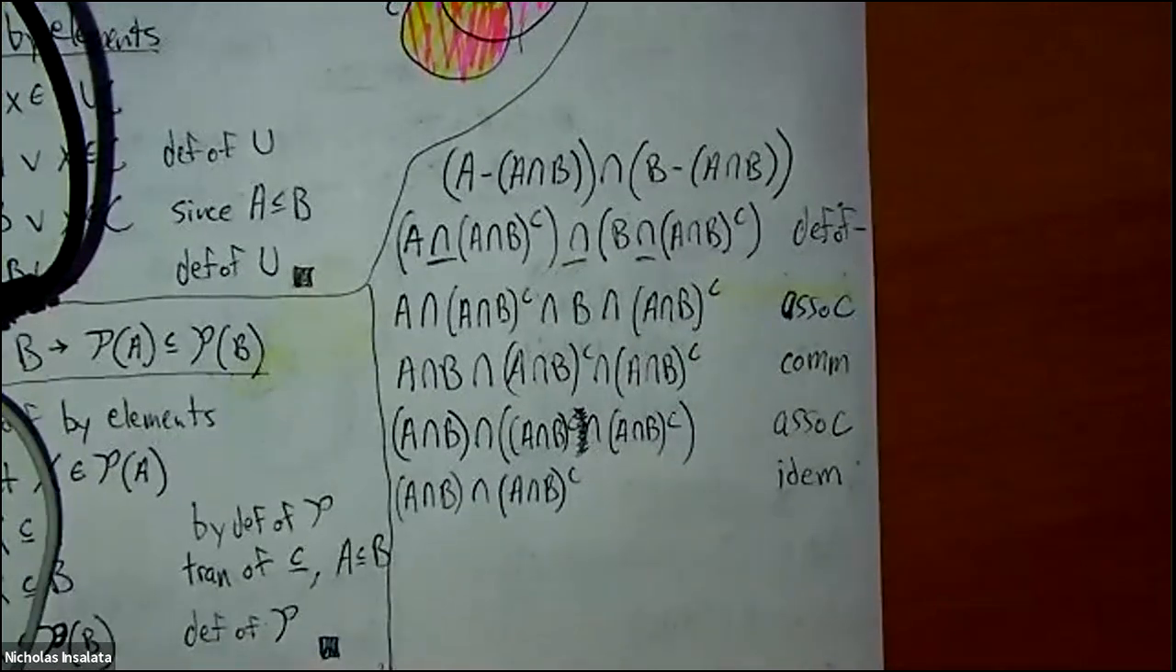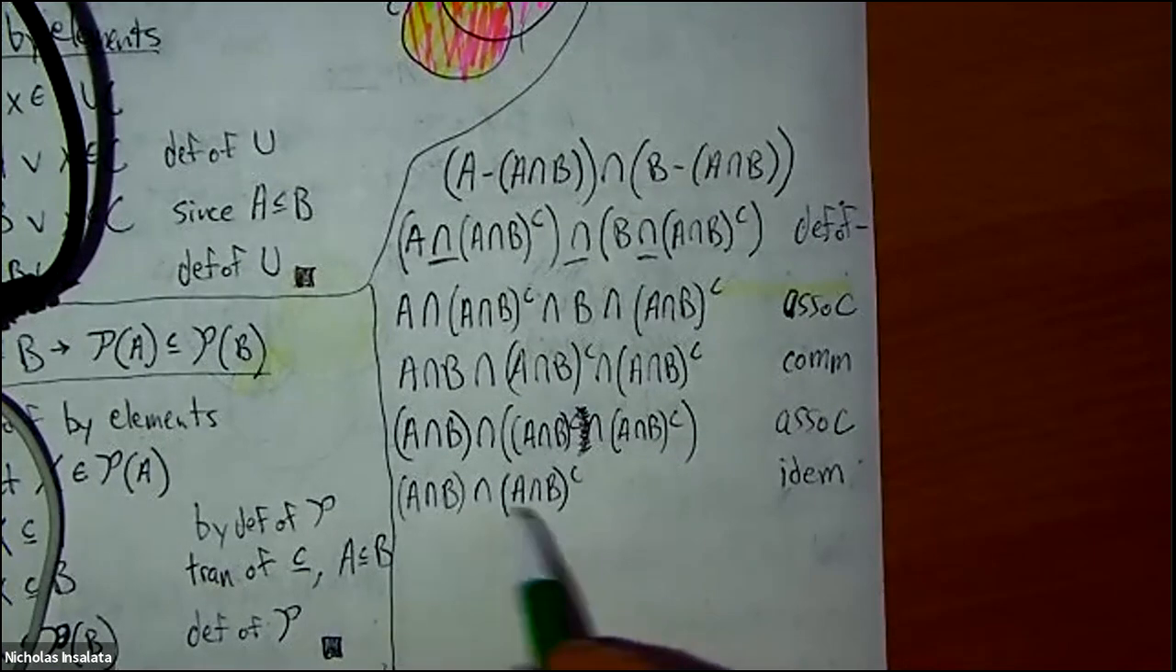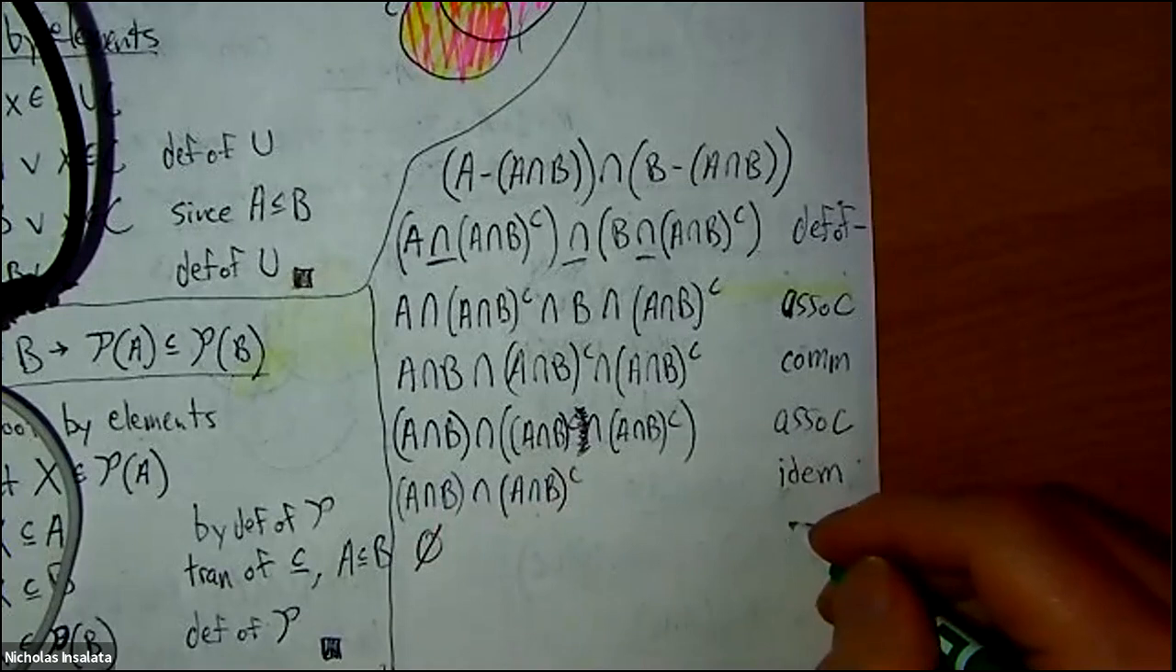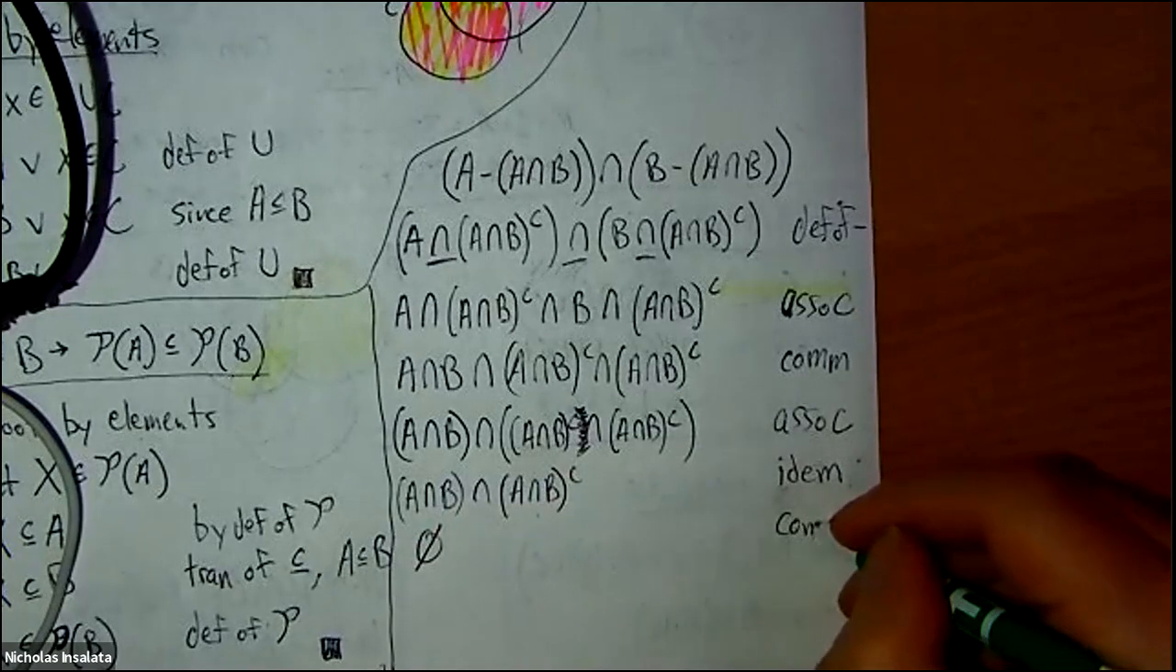And then the last thing is the cancellation, right? So which law would that be? That one is the complement law, number 5, right? If you intersect a set and its complement, you get out nothing. So that's the complement law.